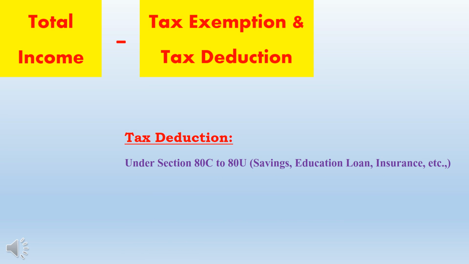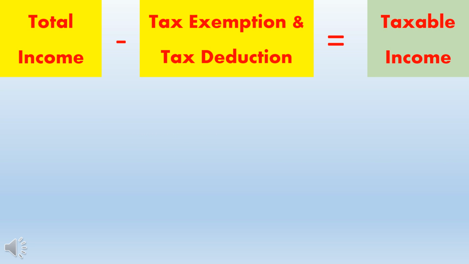Next, under section 80, if you made any savings, paid medical insurance or education loan, or made any donations, all these you can subtract from your total income. That is nothing but tax deduction. Finally, if you subtract the tax exemption and tax deduction from total income, you will get the taxable income. For the amounts shown under tax exemption and tax deduction, some limits were fixed by the government. On this, I will prepare a video with full details, and I will add that video link in the description.